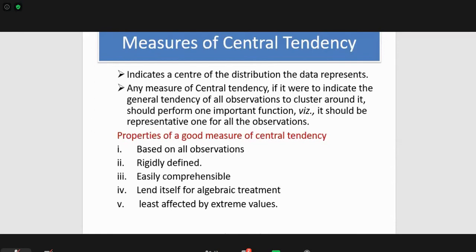So what are the properties of a good measure of central tendency? It should be based on all observations. It should be rigidly defined, easily comprehensible, lend itself to algebraic treatment. It should be least affected by extreme values. So these should be the properties of a good measure of central tendency.